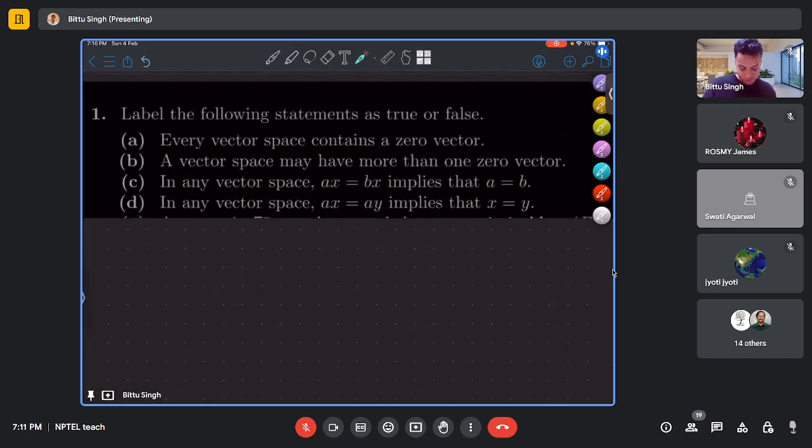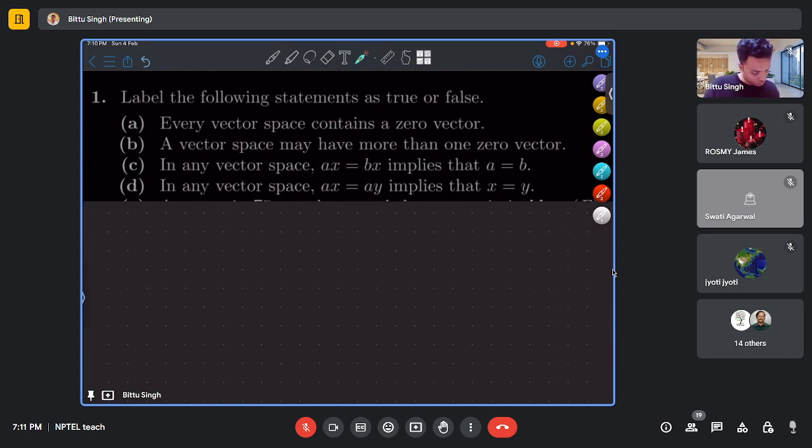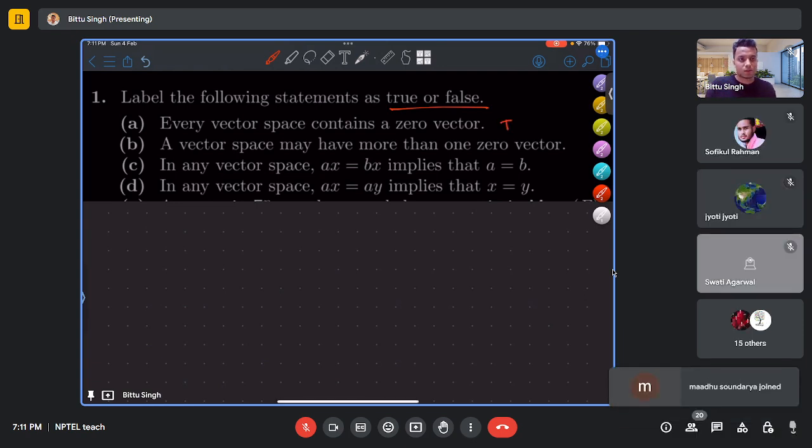Let us see some examples. The first question is true or false: every vector space contains a zero vector. Is it true or false? This is true, because a vector space should be an abelian group, and an abelian group always contains zero. By definition, it is true.